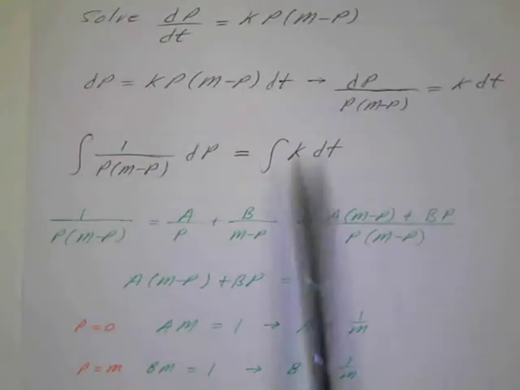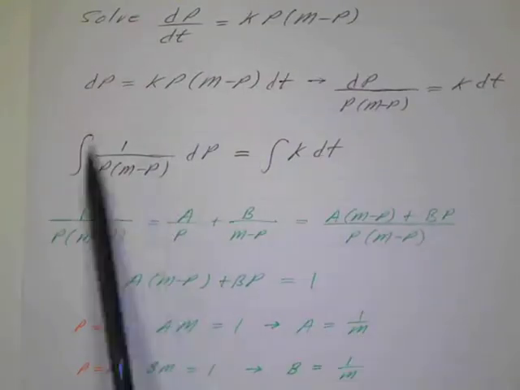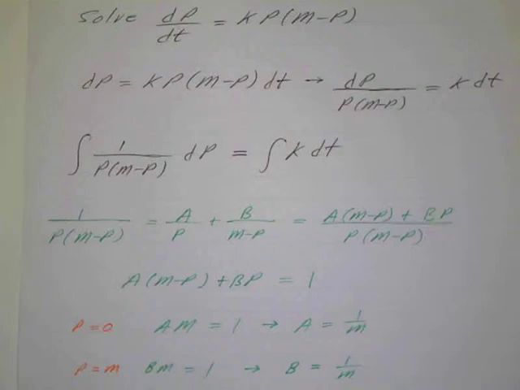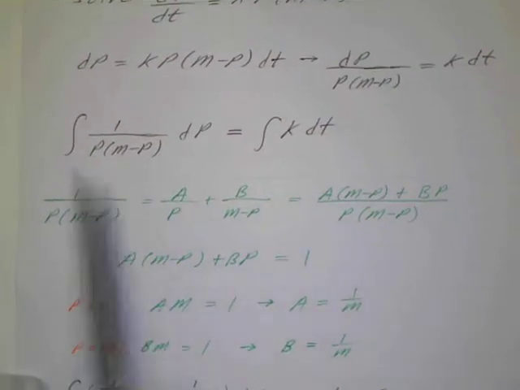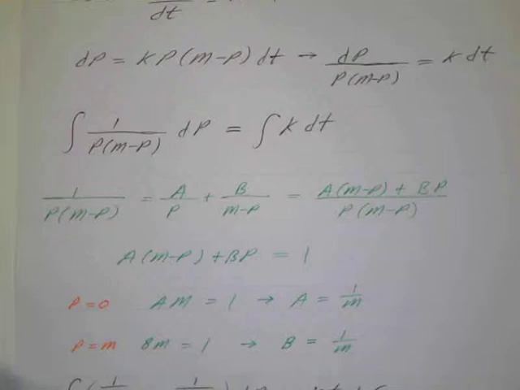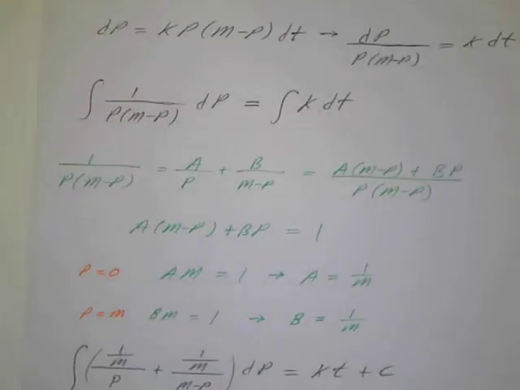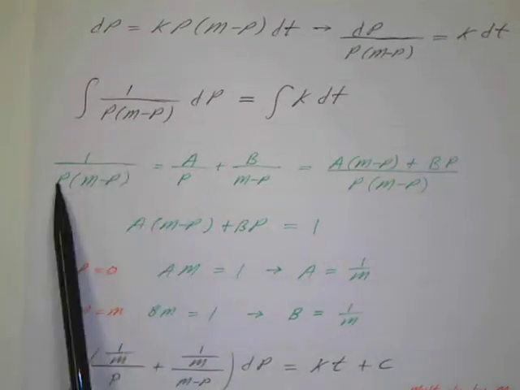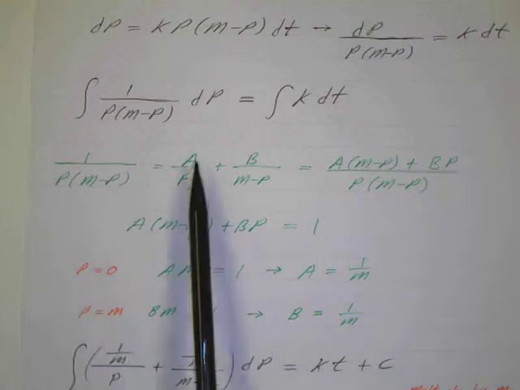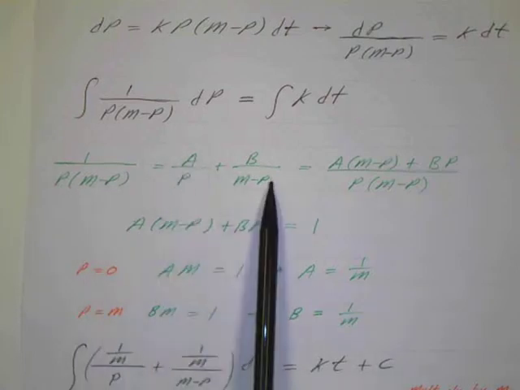This one is just going to be kt plus C, but this one I'm going to have to use partial fractions. So we'll just take a look at this. I'll do this partial fractions in green over here, then come back to the equation. So we'll say this is a fraction 1 over p times the factor (M minus p) equals A over p plus B over (M minus p).